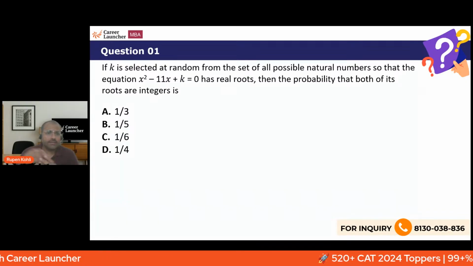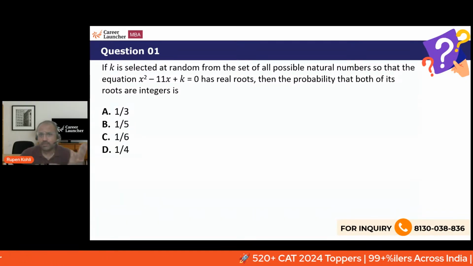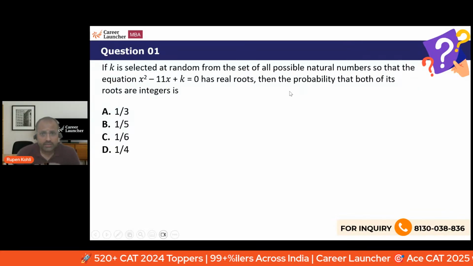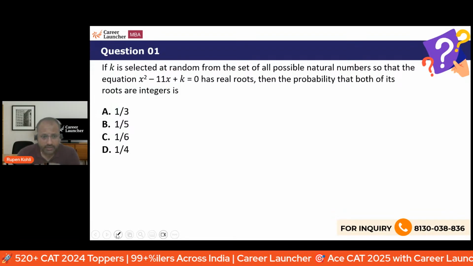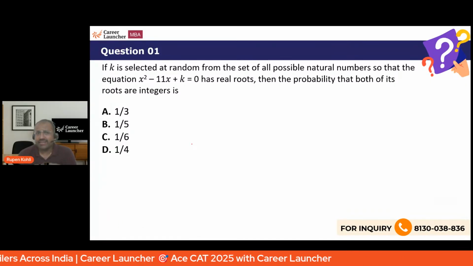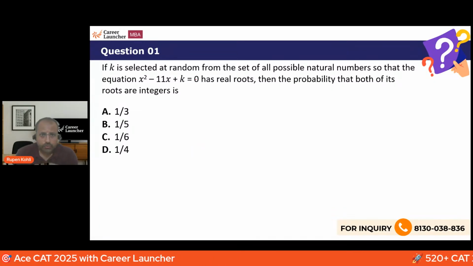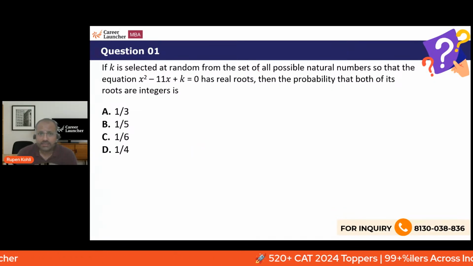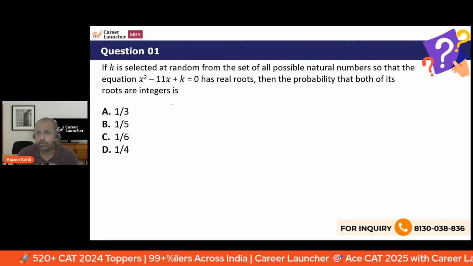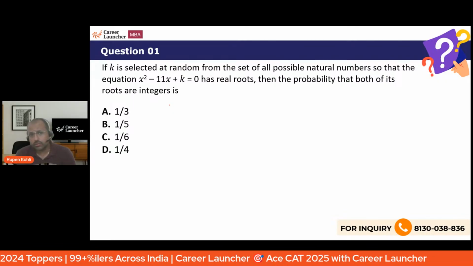So here we have k, which is a parameter involved in this quadratic, and we have to see the condition to be satisfied. First we need to find out all the possible values that k can take, and then the favorable values that k can take. So for the selection from all the possibilities, it is saying that it should be selected such that the equation has real roots. All of us know the condition for real roots: the discriminant should be greater than or equal to 0.